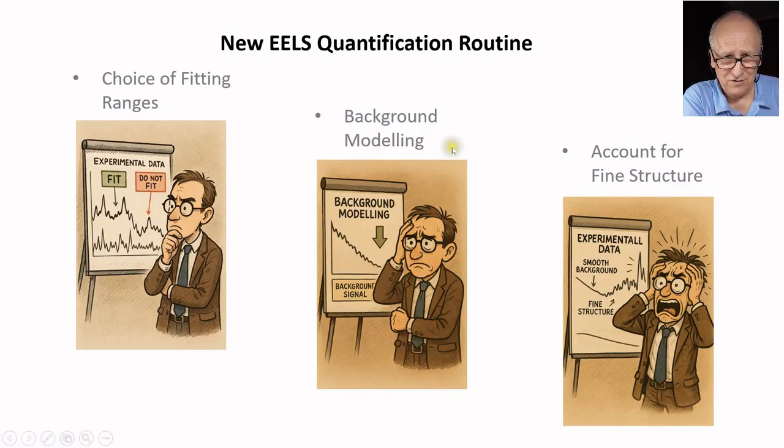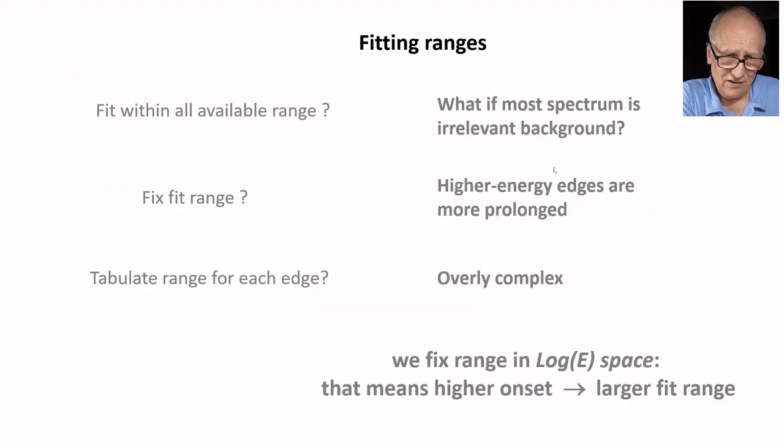And you know, background in EELS is a huge problem. It typically dominates over the other useful signal, and if you do not model it accurately, you come to very bad results. Okay, and the third point is maybe not very critical, but also sometimes creates a lot of headaches. This is the account for fine structure, which is sometimes called ELNES. Okay, so let's start with the first point, energy ranges.